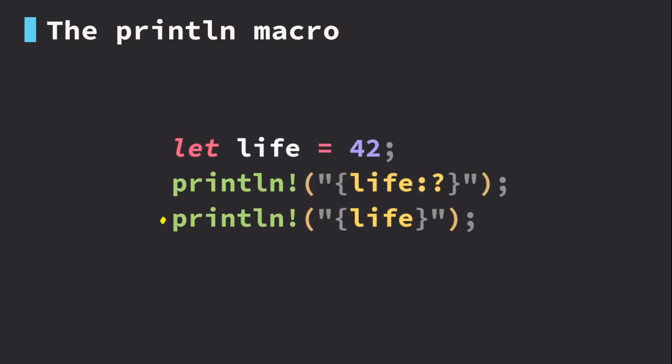And here on our second invocation, we don't have a colon question mark, so that would indicate that this is printing out the end user display version instead of the debug version. So colon question mark is for debugging, and then you can just take that part off for end user display.